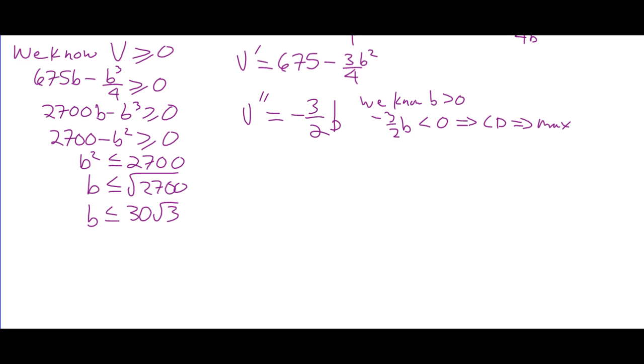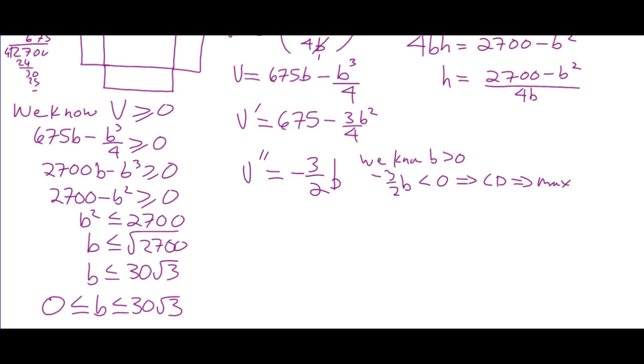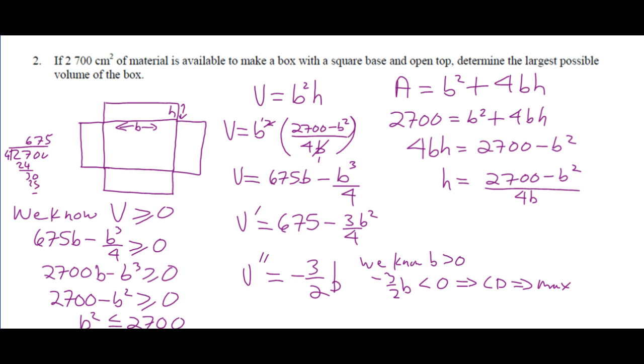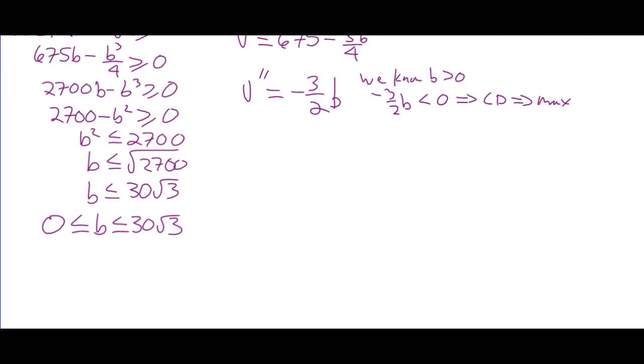So we know that b is in a range from 0 to 30 root 3. So these are our extremes, right? And then we can kind of reject them. I mean, if b is 0, what's the volume? 0. If b is 30 root 3, then b has used up the entire thing, and then what's the height? If b is 30 root 3, you know, 30 root 3 squared is 2,700, right? So then h will just be 0, and we'll have a volume of 0. So we need to look at them but reject them, right? So we're rejecting either of those.